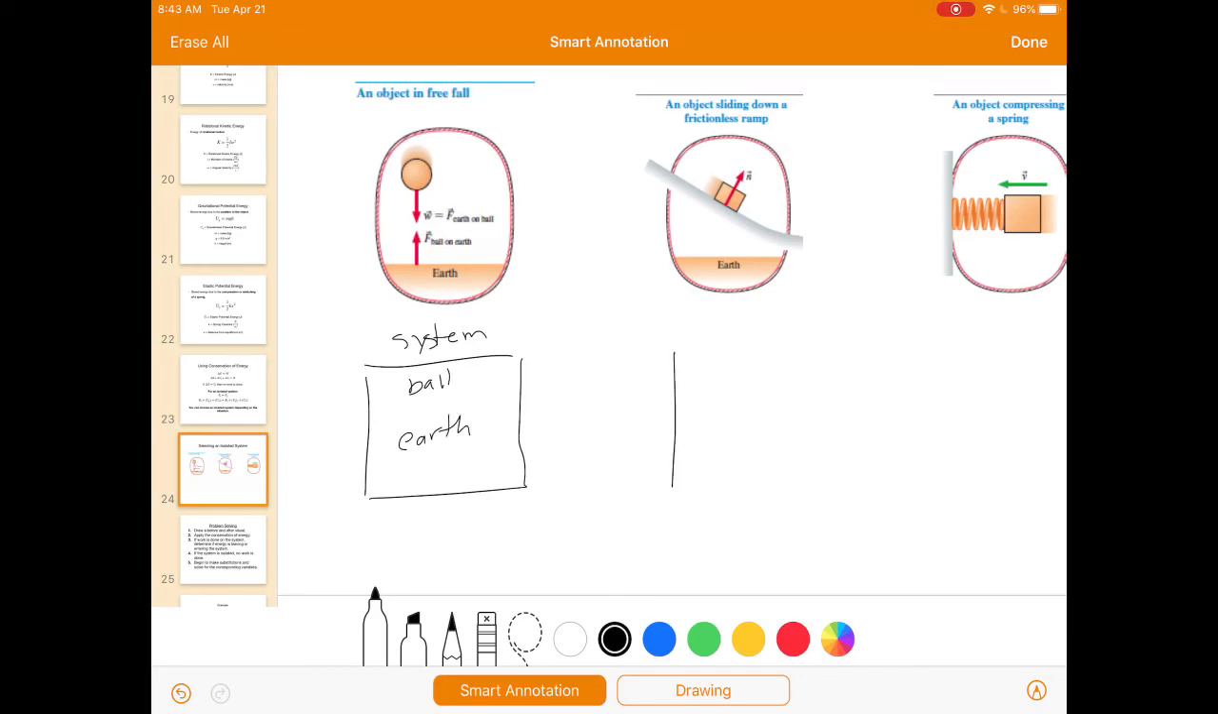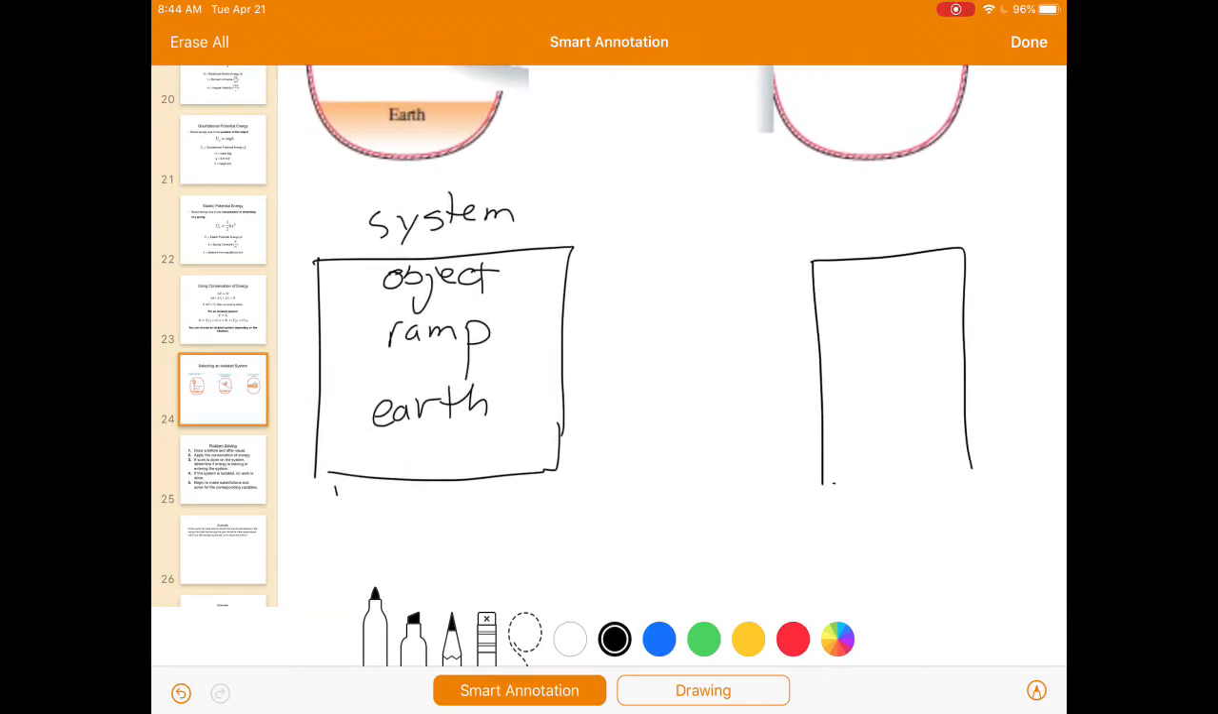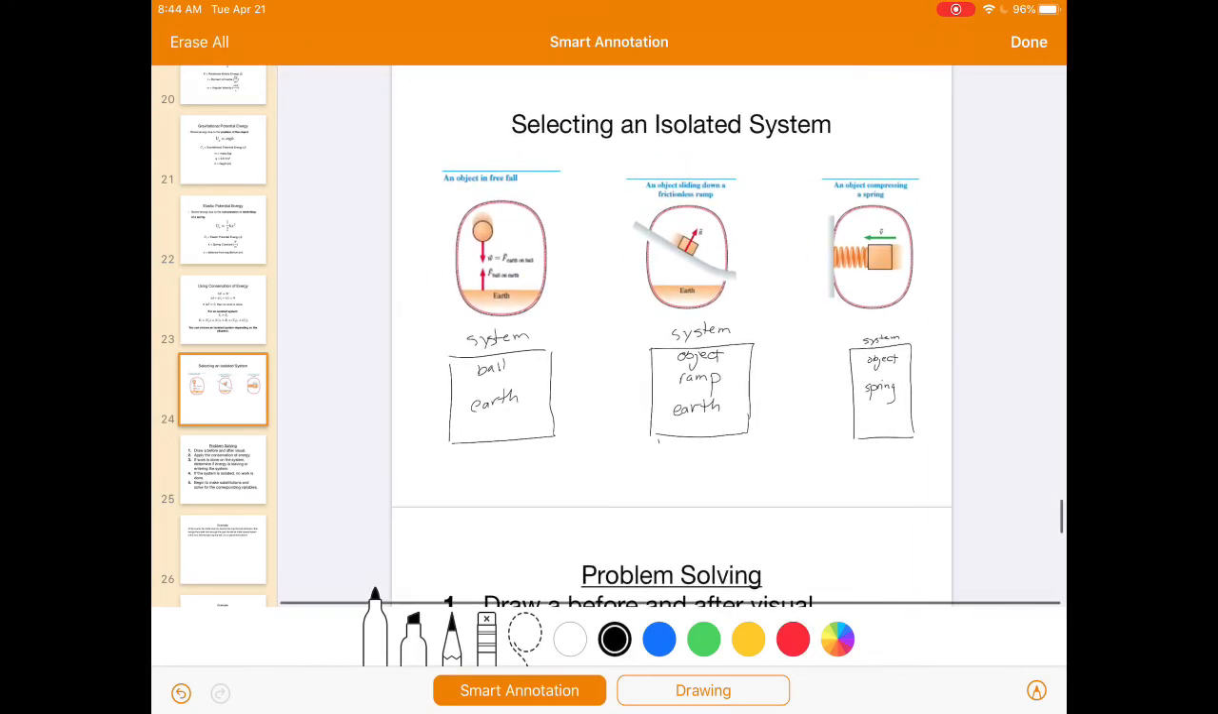All right? Over here, I want to do the same thing. In my system, I want to have no external forces. Therefore, the object, the ramp, and the earth are all going to be in there because there I've got an object sliding down a frictionless ramp. Here, I've got an object compressing a spring. So, we're going to have the object, not there. We want it in the system. Here's our system. We're going to have our object and our spring. All right? Everything in the system that we can calculate energy for.